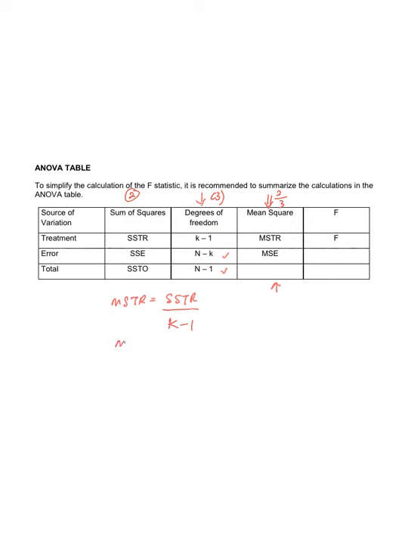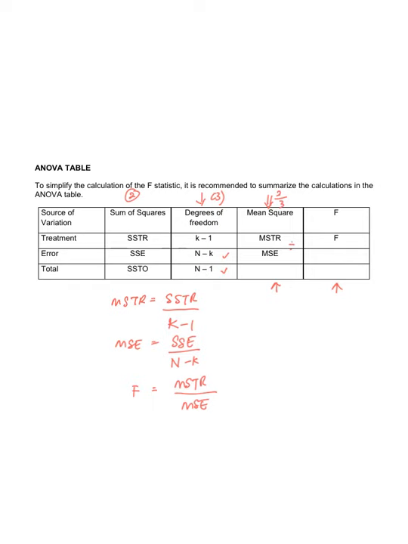And then for MSE, sama jugalah. SSE divided by N minus K. Column number 2 divided by column number 3, so we get MSE. And then for the value of F, okay, untuk F, formula dia this one. MSTR bahagi dengan MSE. MS treatment divided by MSE. Okay. So why you should know how to complete this table, because the question will ask you to complete the ANOVA table. So you have to know how the values are obtained.